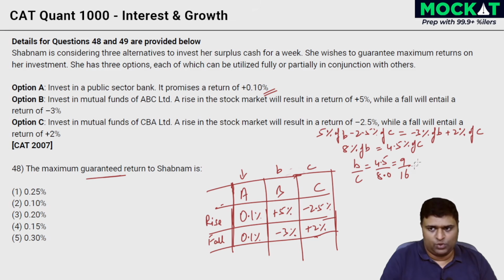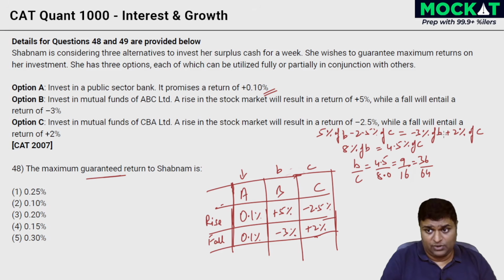Now take it as this. If you're going to invest a total of 100 rupees, how is it going to get split? 9 is to 16, right? Total of 25 parts. If that is 100 rupees, it's going to be into 4. 9 into 4, 36 rupees for investment B, and 64 rupees for option C, right? 100 rupees if I have, I'm going to split it as 36 and 64, so that in both scenarios, whether it's a rise or a fall, my return is the same.